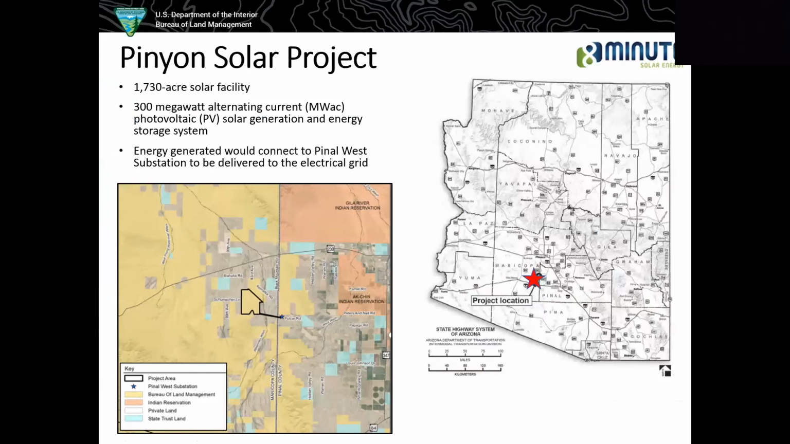So on to the project. Our Pinyon solar project that we have proposed would be built, if approved, on about 1,700 acres. It would be a 300 megawatt AC photovoltaic project, and also very likely include an energy storage component. Size of that is yet to be determined. The generating facility would be located right here, which is on BLM lands in Maricopa County.